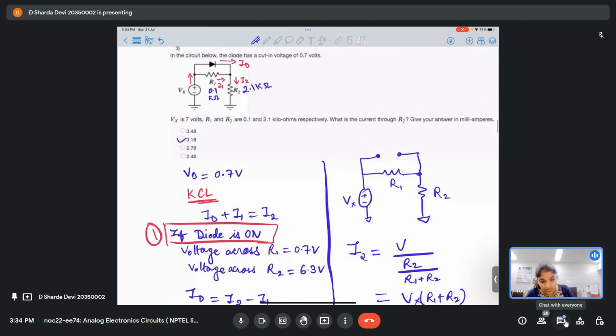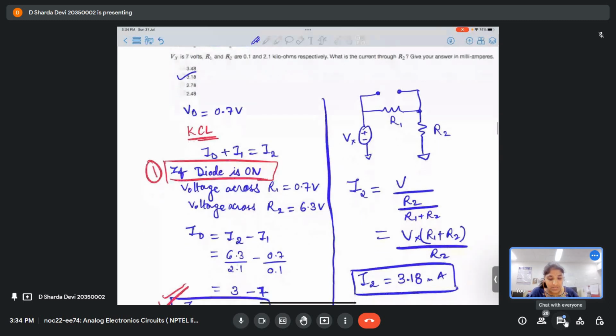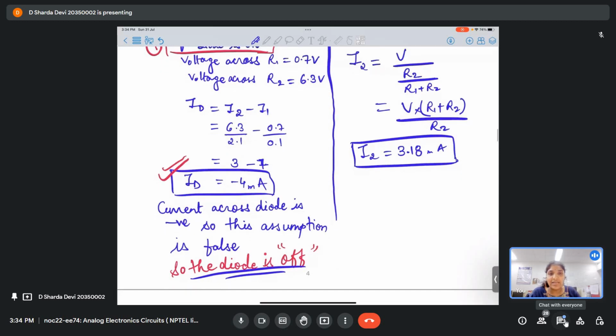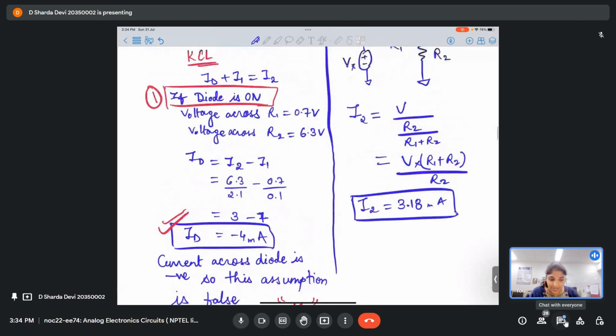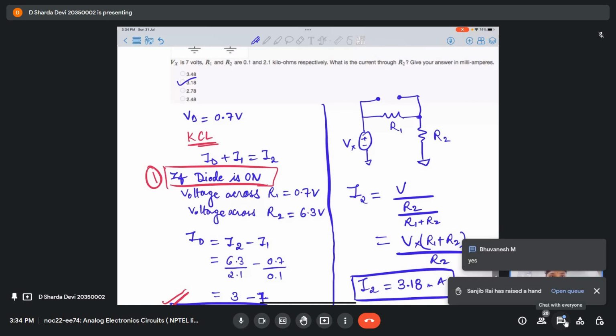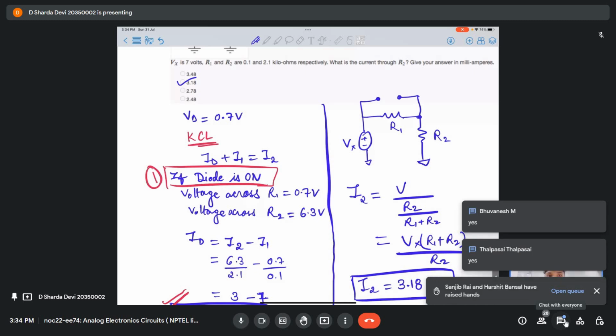And this is the option, right? Any doubts in this solution? Do you have any questions, any doubts? Is this solution clear? Is this problem clear? Sanjeev, yes, you can unmute yourself if you have any doubts.